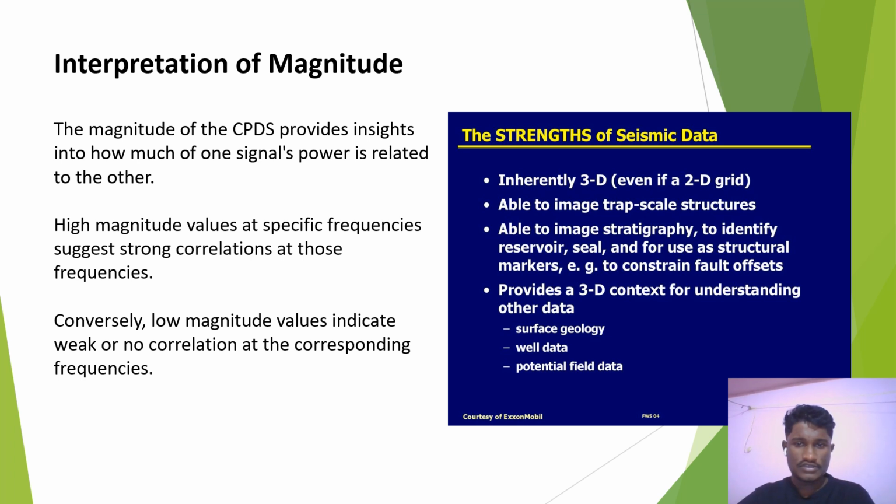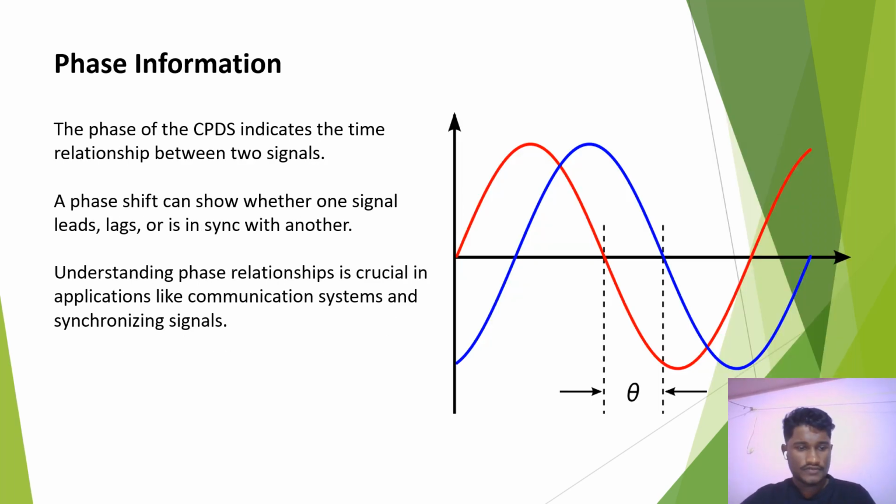We can see the image of scale structures and surface geology, well data, potential field data. Conversely, low magnitude values indicate weak or no correlation at the corresponding frequencies. We can see the high magnitude values at specific frequencies suggest strong correlations at those frequencies. We can see the phase information.